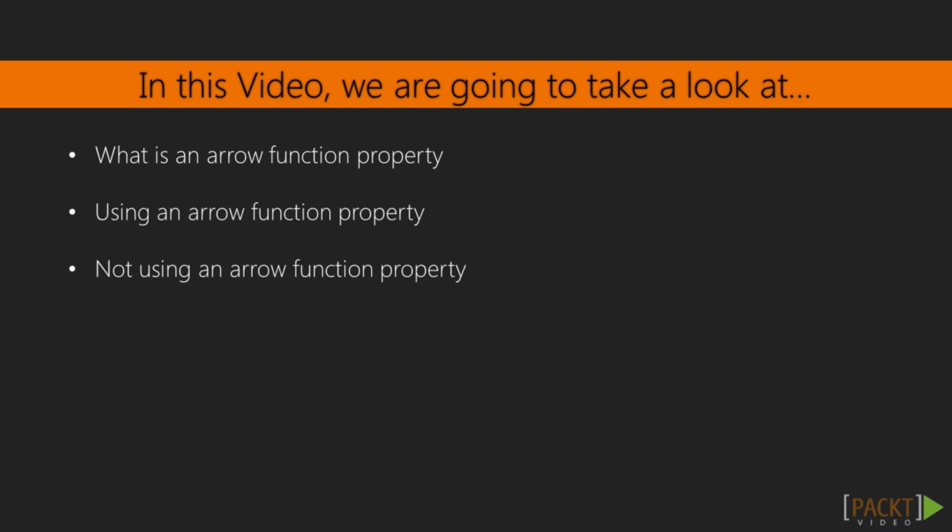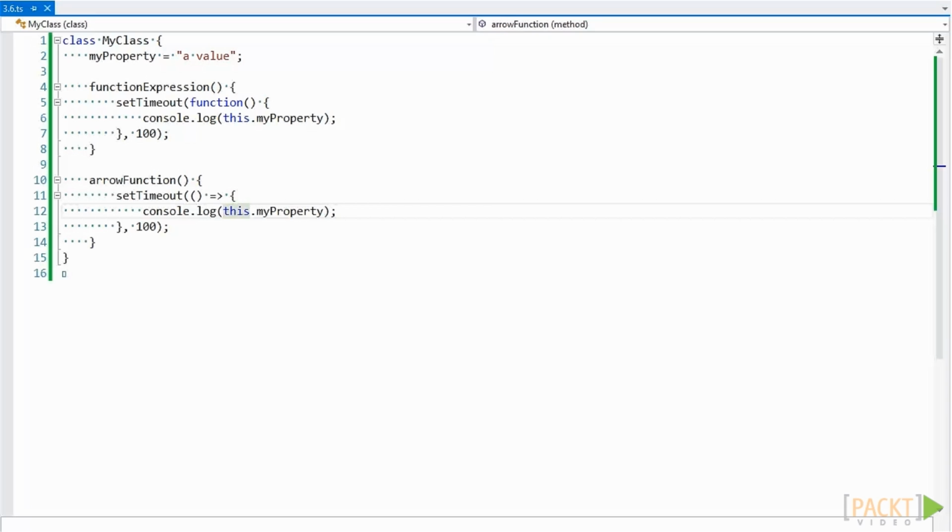In this video, we're going to take a look at arrow function properties. First, we'll discuss what arrow functions are, then we'll talk about using one on a property of a class, or not using one. Understanding the difference between arrow functions and function expressions is vital in ES6, and therefore in TypeScript.